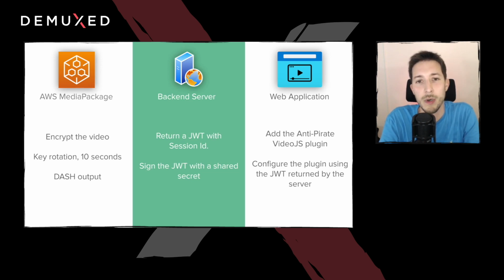Regarding the backend server, when a user wants to watch the video, the backend must create a JWT token with the session ID, sign it with the shared secret, and return it to the user. Finally, on the web application, they only had to add the anti-piracy plugin and configure it with the server's response.